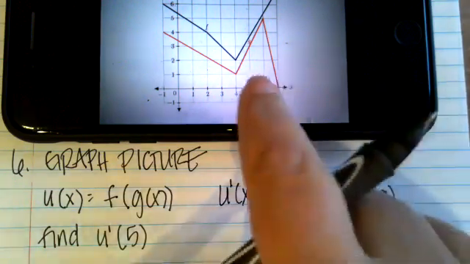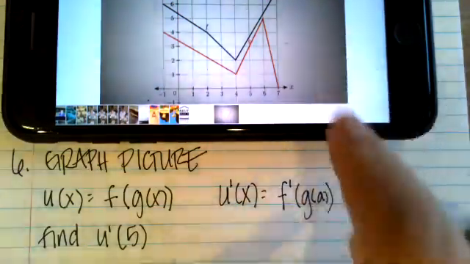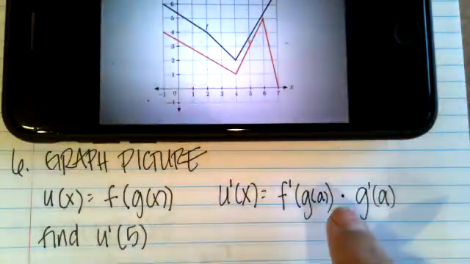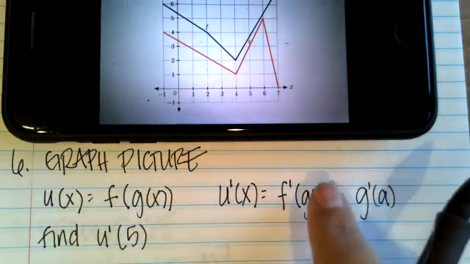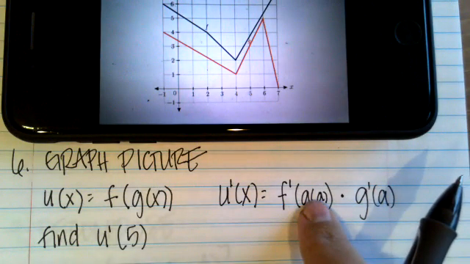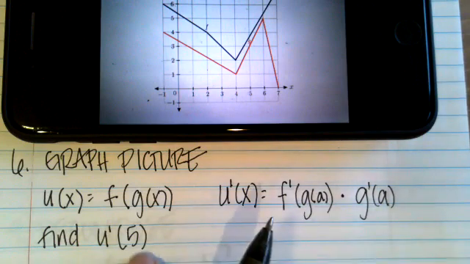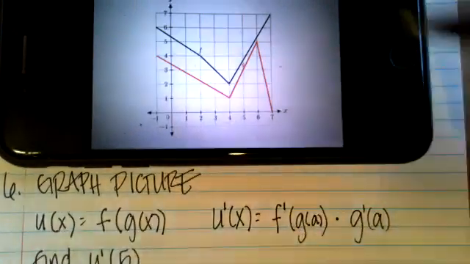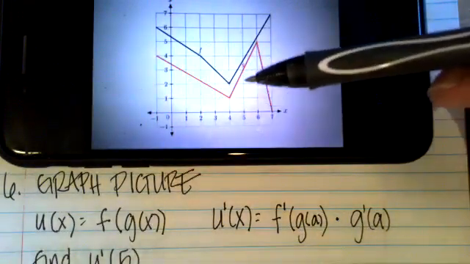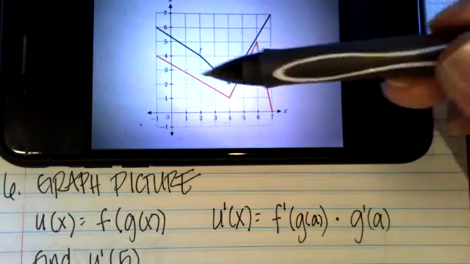Okay, so now I need to go up here and try to fill in numbers here. So let's go for it. So g of a says go to the g function, which is the red line at 5, and just see where we're at. So I'm going to go to the red line at 5, and it looks like I'm at 3.